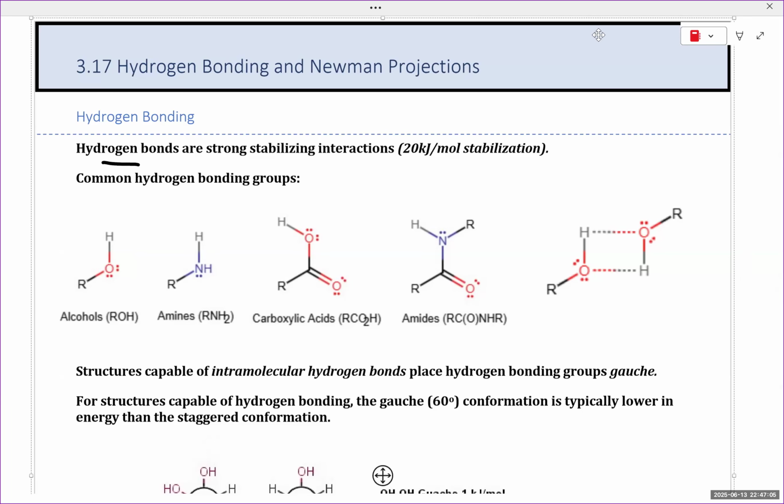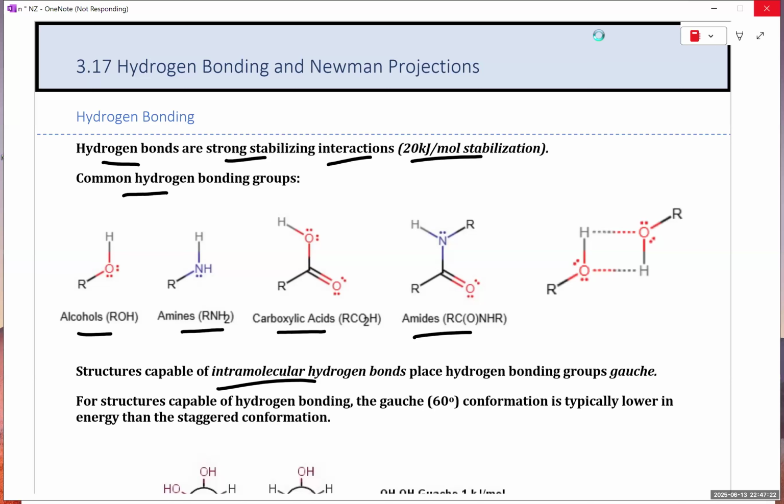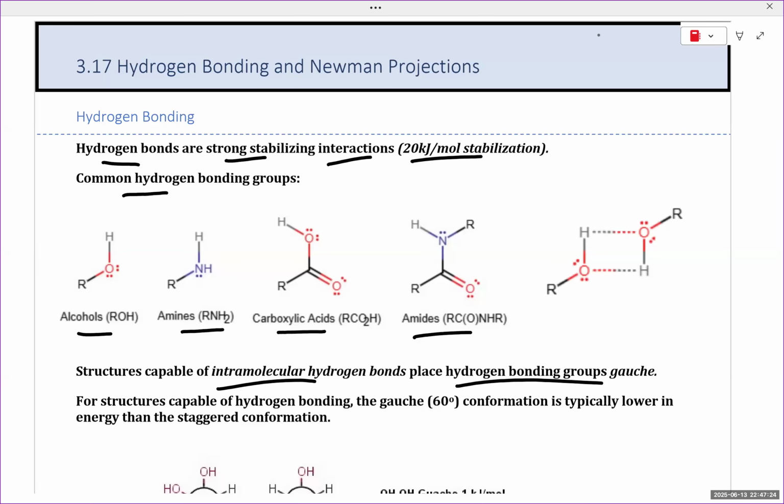Hydrogen bonds are strongly stabilizing interactions, providing about 20 kilojoules per mole of stabilization. Common hydrogen bonding groups include alcohols, amines, carboxylic acids, and amides. Structures capable of intramolecular hydrogen bonds prefer to place hydrogen bonding groups gauche to one another. Why is that? And what is the motivation behind that?